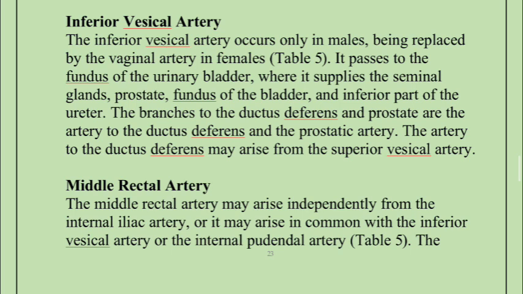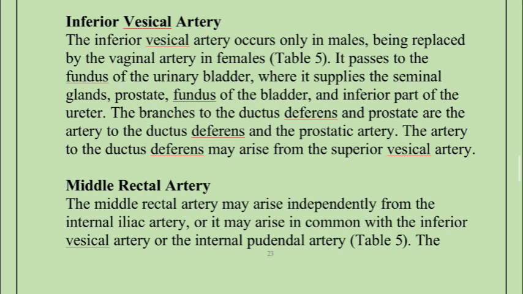Still talking about the branches of the internal iliac artery that supply the pelvic region, I want to talk about the middle rectal artery. The middle rectal artery may arise independently from the internal iliac artery. So in some cases you find the middle rectal artery coming from the internal iliac artery. In some other cases you find it arising in common with the inferior vesical artery or the internal pudendal artery.